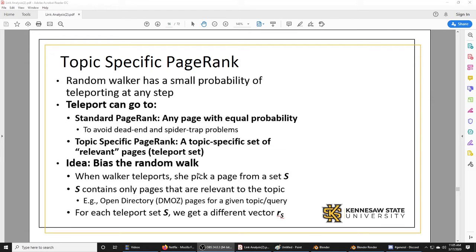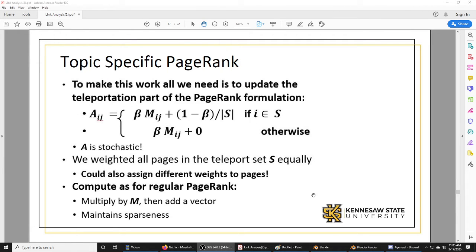When a walker teleports, she picks from a set S. S contains only the pages that are relevant to the topic. So a specific open directory or a query of directories that are manually manipulated. For each teleport set S, we have a different rank vector RS. To make this work, all we need is to update the teleportation part of the matrix formulation, right?